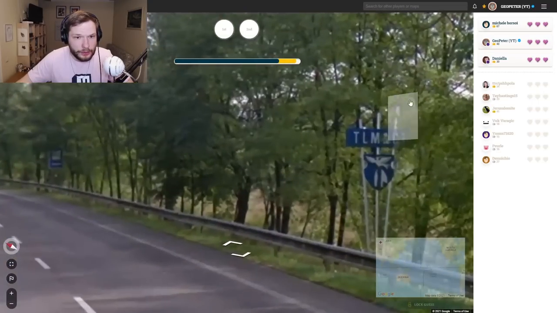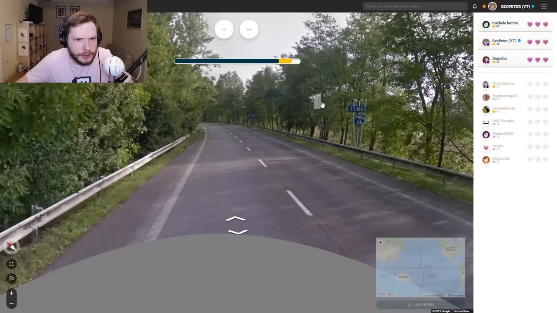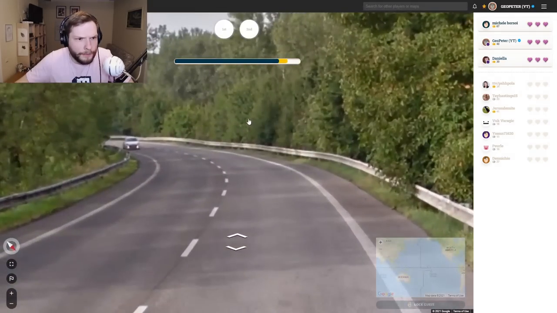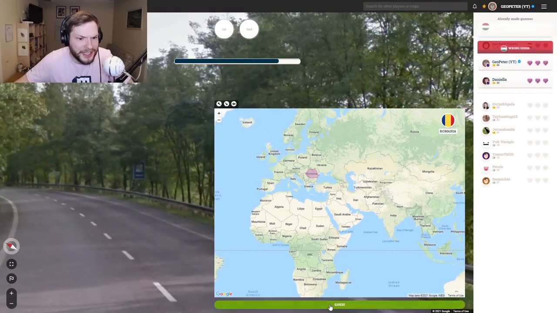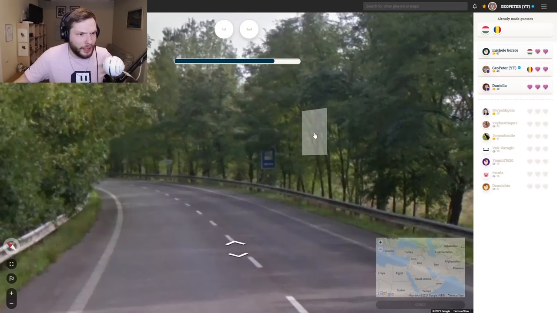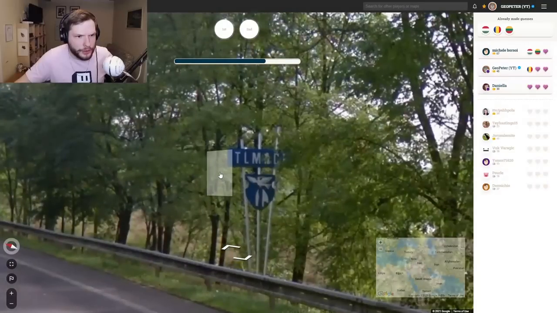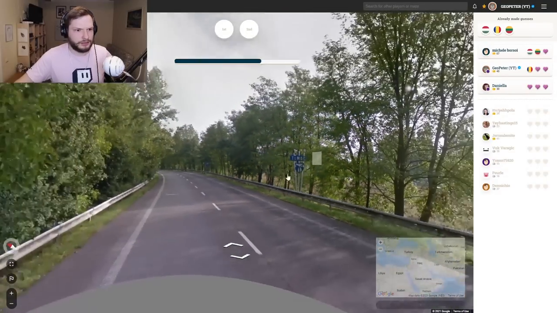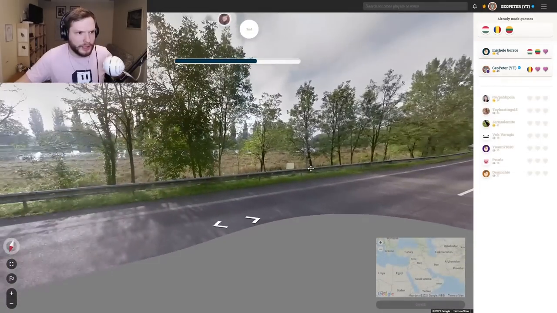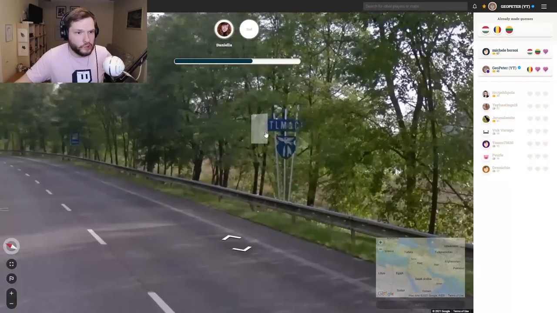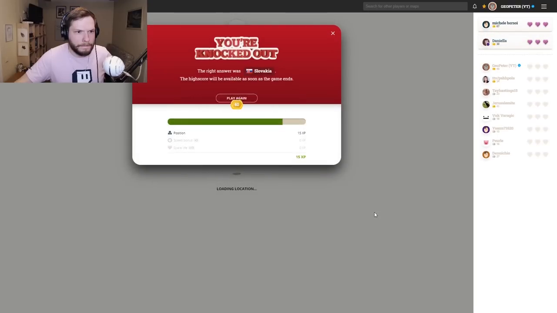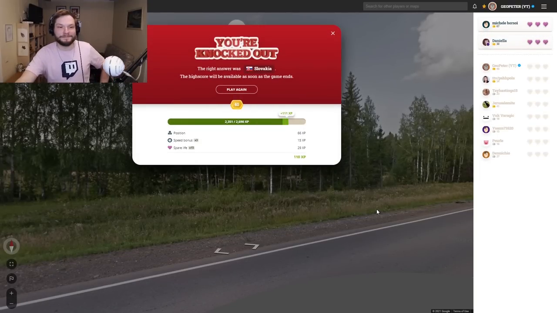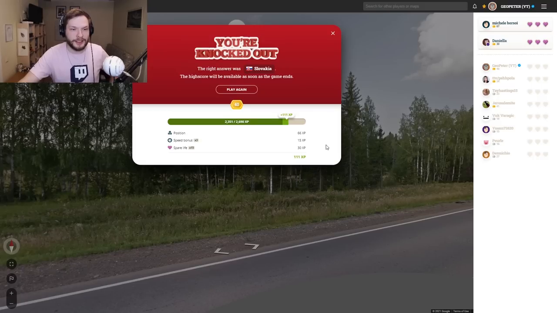Okay, what is this now? What the hell is that sign? I'm not sure. Romania? No. If only we could get a little bit closer to that sign, to see some proper language. Tlmak. What? Ooh, I might be out here. Danny got it. This is so weird. Slovakia. Yeah, didn't know this one. Did not know this one.